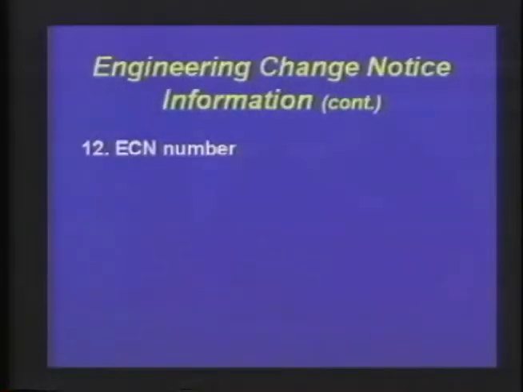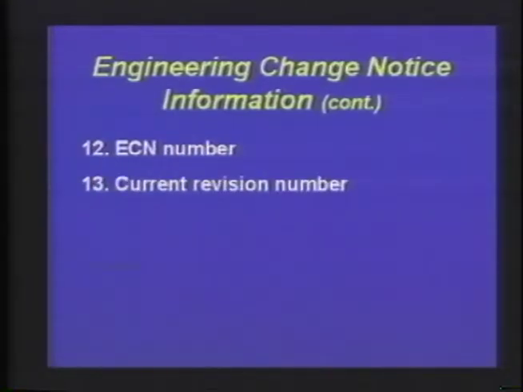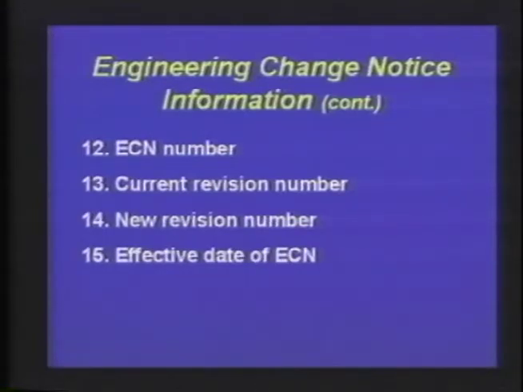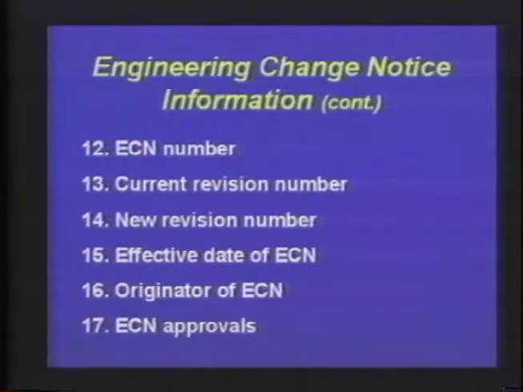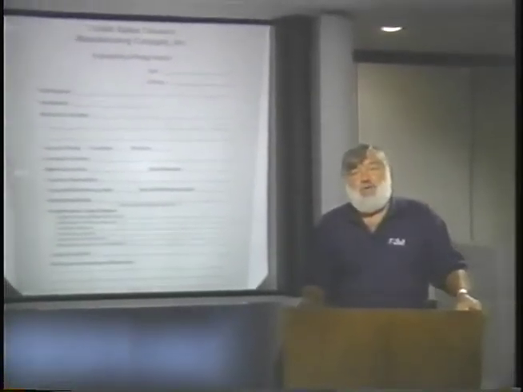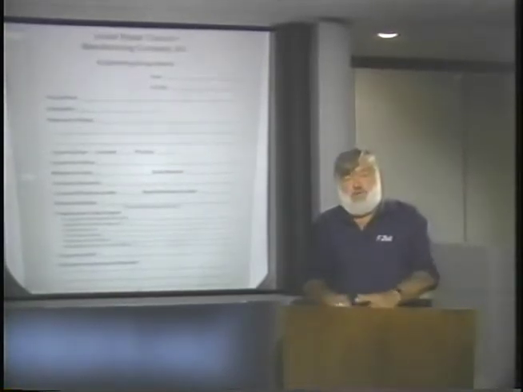In item number 12, we have the engineering change notice number. We have the current revision number. If I have revision A, my current revision number would be A. The new revision number would be B. The effective date of the engineering change notice, the originator, and all of the approvals relative to the engineering change notice itself. Now, the data that we've just reviewed on page 30 is identified on the engineering change notice form, which is on page 31. And this document would again be circulated like the new part notice system, and it therefore would keep all of our records, all the records I identified previously, up to date with the current changes that are a byproduct of the engineering change notice system.